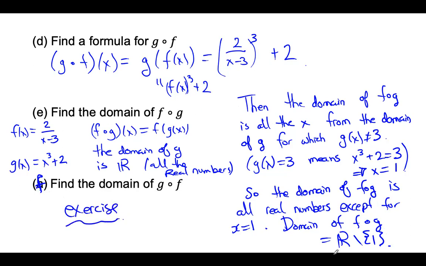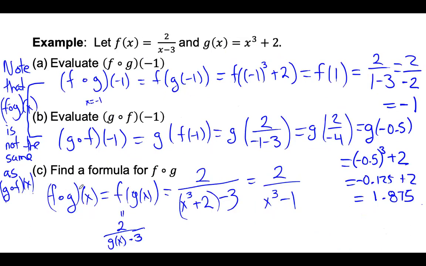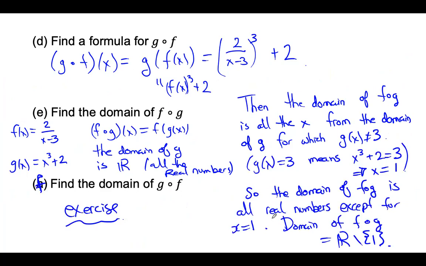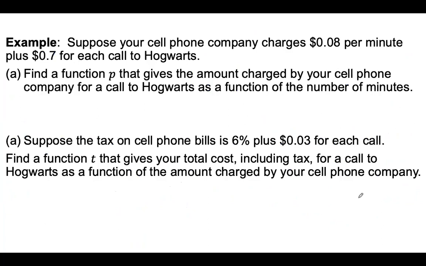But you can see back to E, if you look at here, f composite g is 2 divided by x cubed minus 1. Well, if this were equal to 1, the denominator would not make any sense. So this is logical. Now, an actual application of this composition of these functions.